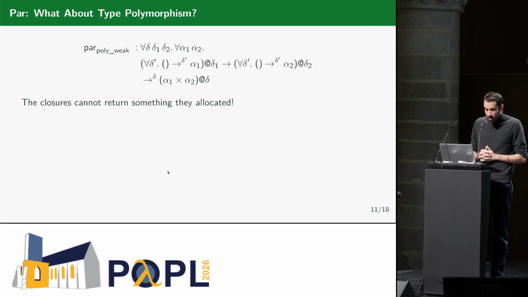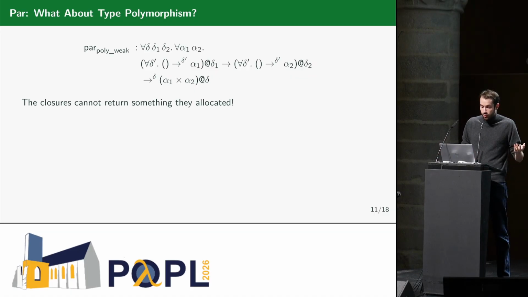All right, now after box types, type polymorphism. So can we write a polymorphic par? Again, we can try. This is an admissible type in TypeDis. We can say, okay, give me two types, alpha 1, alpha 2. Give me two closures, returning an alpha 1 and alpha 2, and we will return a product of alpha 1 and alpha 2. It works, but it's very disappointing because now the two closures cannot return something they allocated. Again, it's a scoping issue. Alpha 1 is quantified before delta prime here, so alpha 1 cannot mention this delta prime.